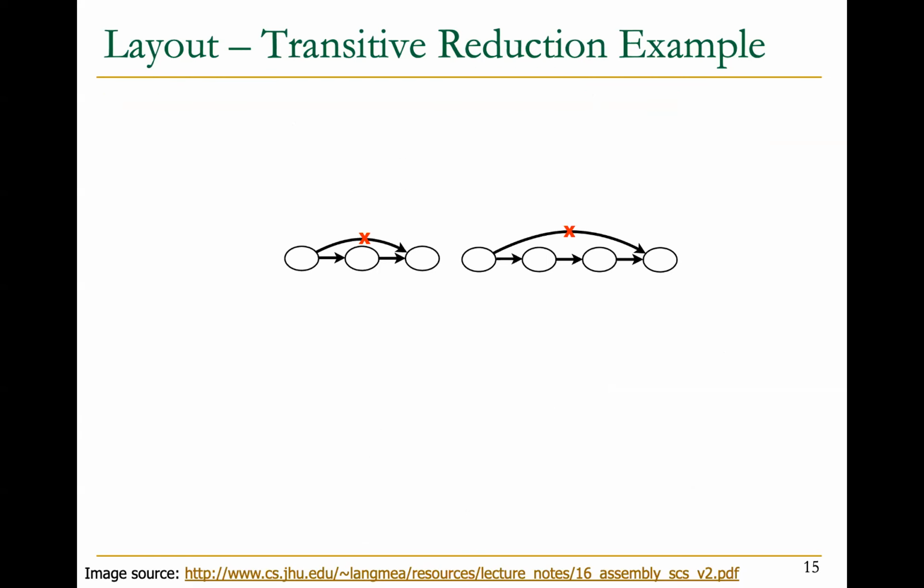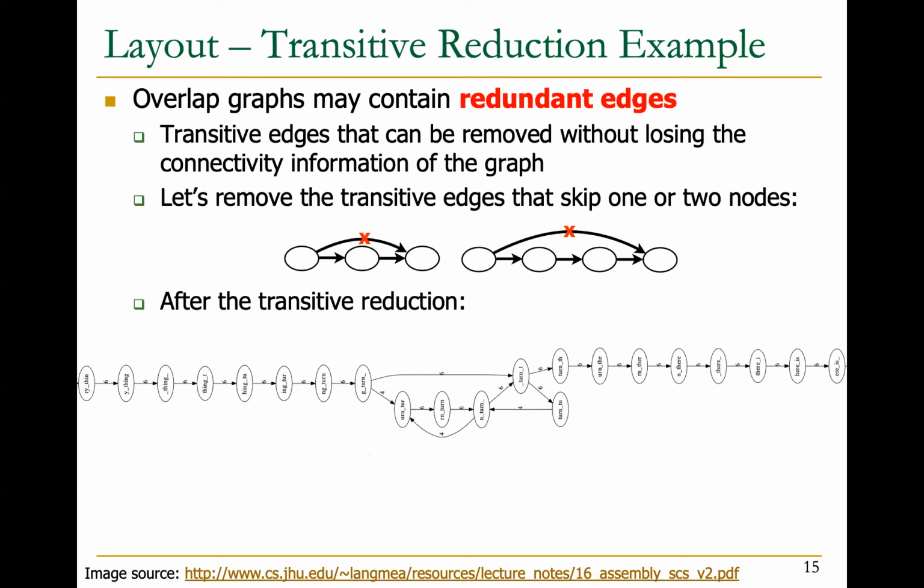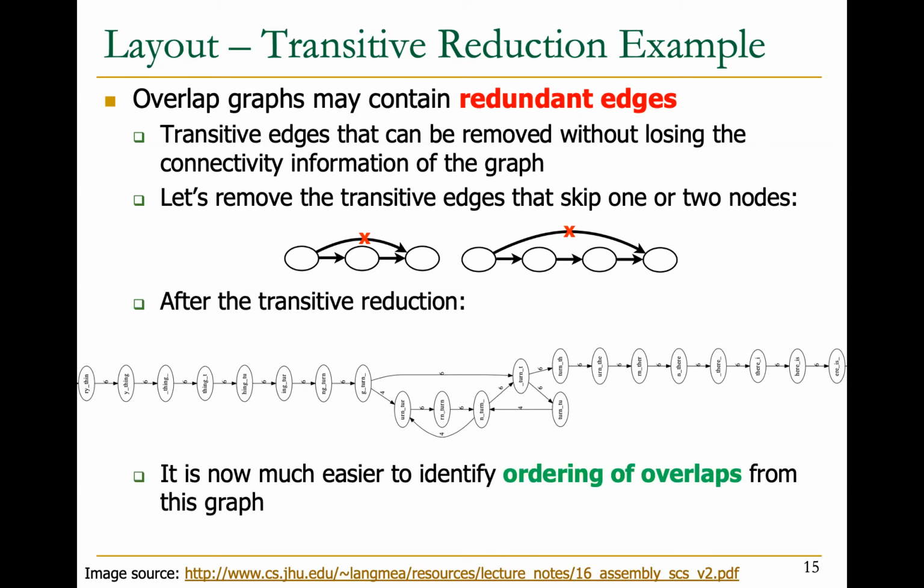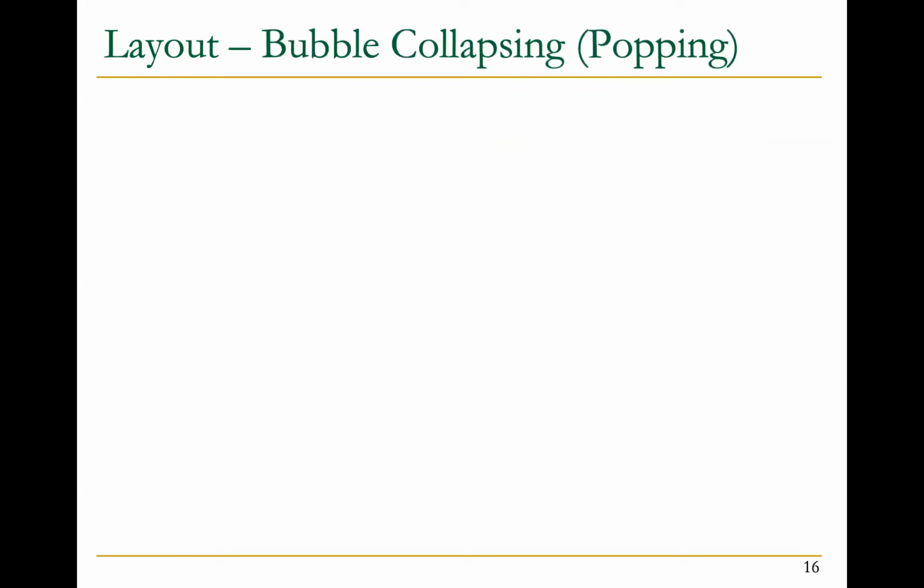So there is quite a difference between this and this, right? A simple transitive reduction can help us to simplify the graph greatly, right? So it is now much easier to identify the ordering of overlaps from this graph. I guess you would all agree. But still, there are some tasks to do if we want to simplify the graph even further.